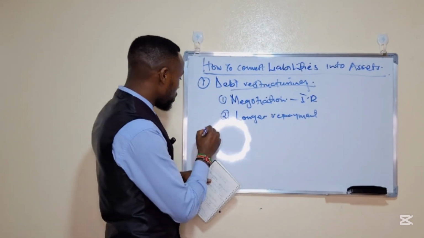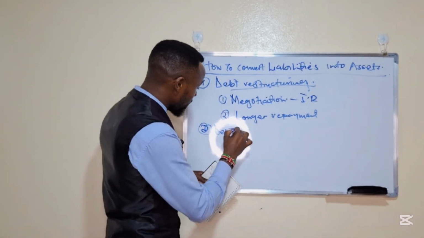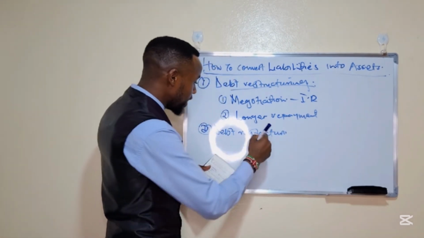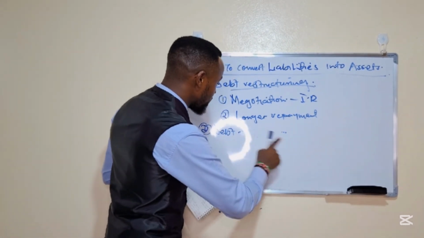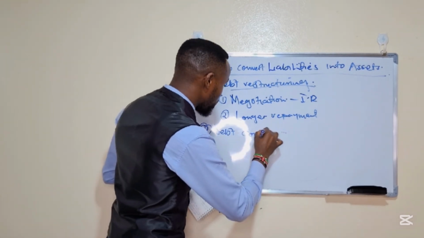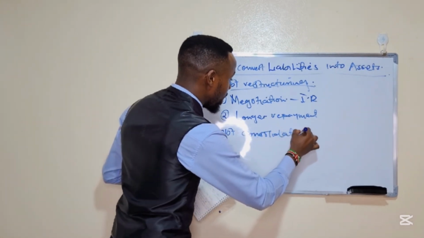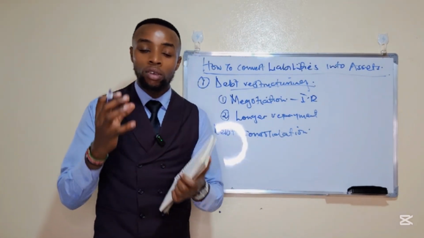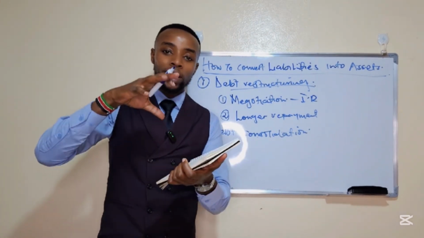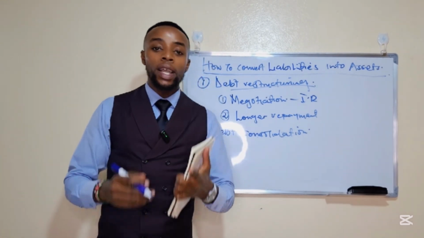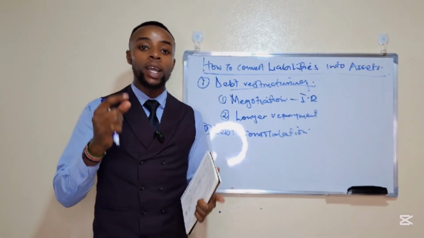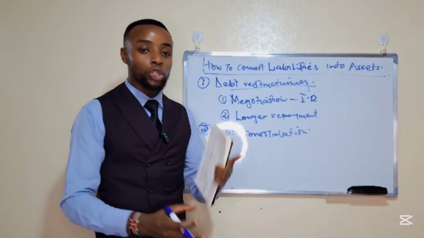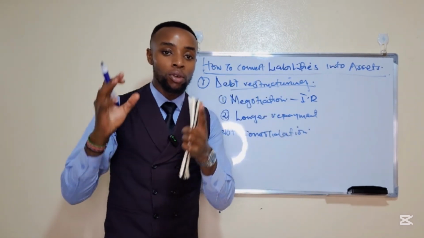The second one is what we call debt restructuring. No, not debt restructuring, but debt consolidation. Sorry for that. Debt consolidation. Now, debt consolidation, ladies and gentlemen, is where you have multiple debts or multiple loans, but you want to consolidate them into one particular loan. And out of that consolidation, you pay an interest rate or an installment that is going to be much lower than what you were paying when you had those multiple debts.